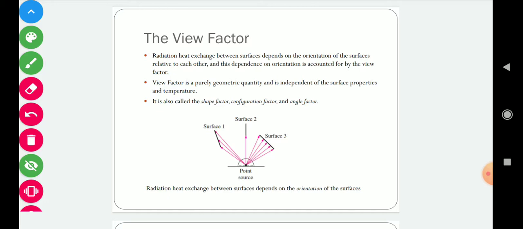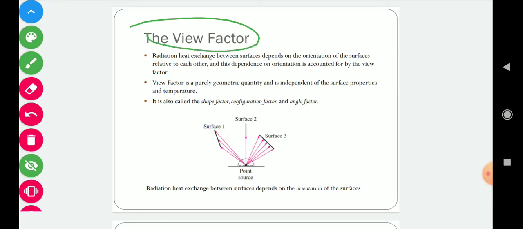So what happens is that some of the energy will be lost, which means not all the energy emitted by one object will fall on the second object. So the radiation heat exchange between surfaces depends on the orientation of the surfaces relative to each other, and the dependence on orientation is accounted for by the view factor.